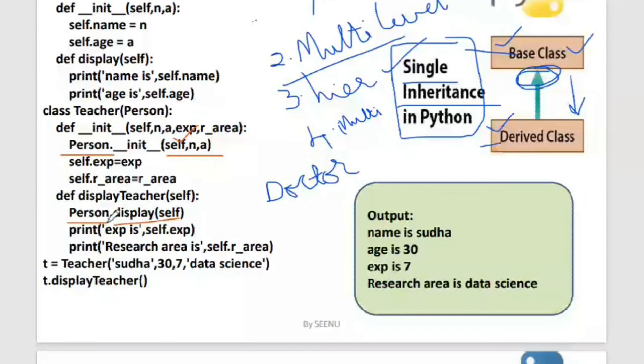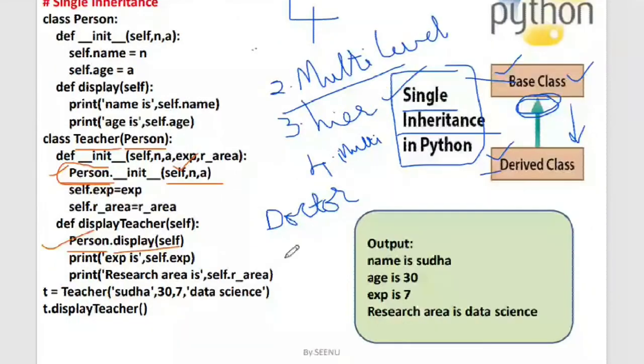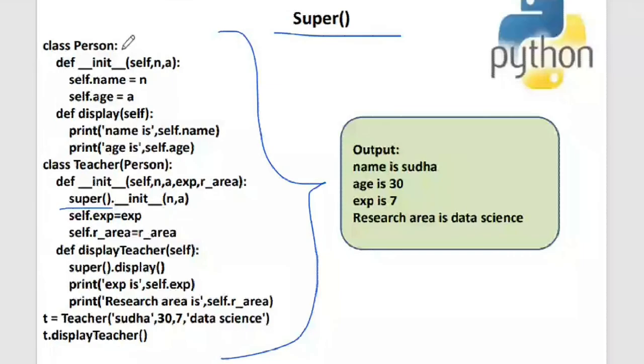What exactly does it mean by person? Person means that I want a superclass method to be called. Person is the superclass, teacher is the class, and person is the base class of teacher. So we have been using the name of the superclass. Rather than using the name of the superclass, you can also use the super method. Instead of writing person, the name of the superclass, I can simply write super over here.